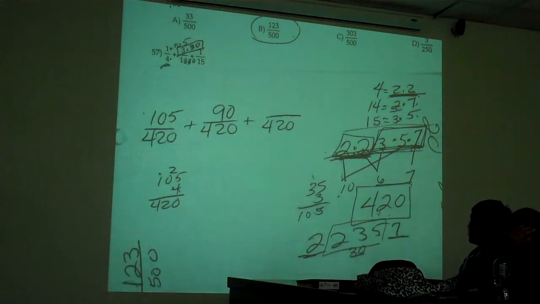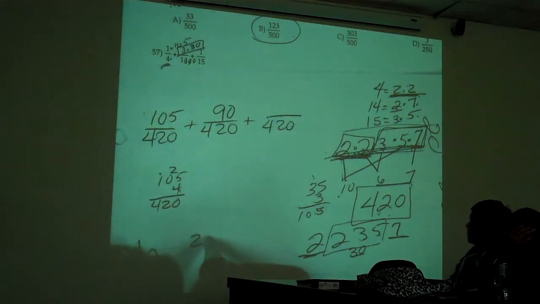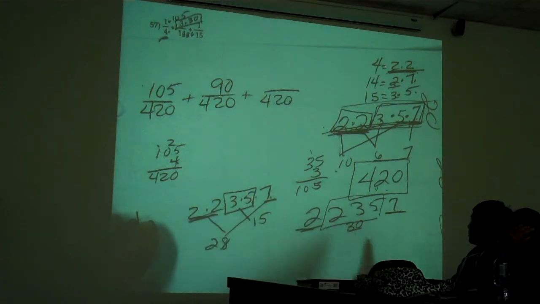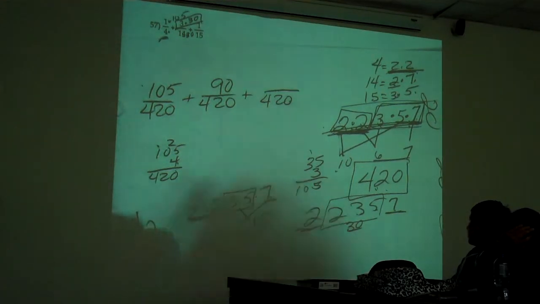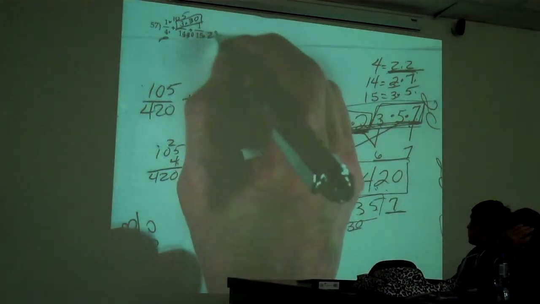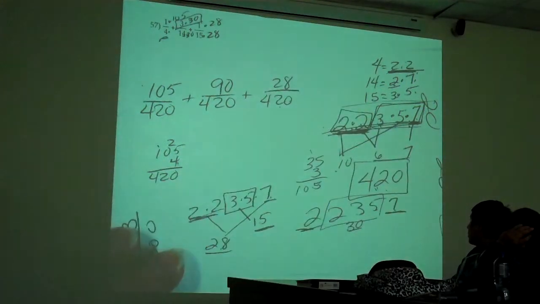Okay, 15. Let's see what we multiplied 15 by to get 420. 2, 2, 3, 5, 7. Here's our 15. We multiplied it times 7 times 4 is 28. If you do 28 times 15, you'll have 420. So 15 times 28 is 420, so 1 times 28 is 28.